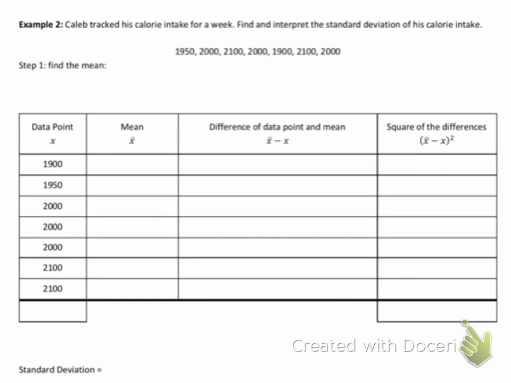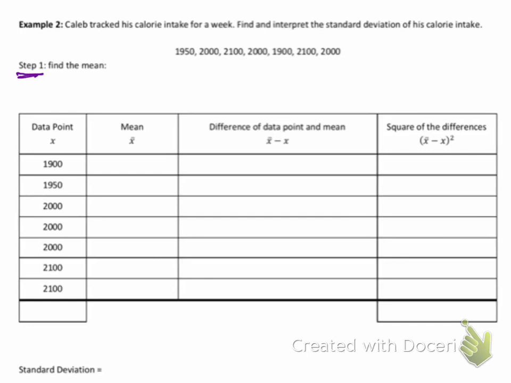So let's look at how we calculate this by hand. It looks intimidating, but I swear it's not bad. It's a little time consuming, but not difficult. First of all, it says Caleb tracked his calorie intake for a week. Find and interpret the standard deviation of his calorie intake. So we've got 1,950, 2,000, 2,100, and so forth. What we want to do first, step 1, is find the mean. We know how to do that.